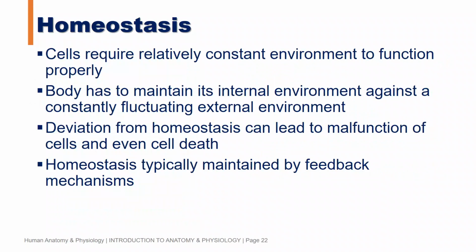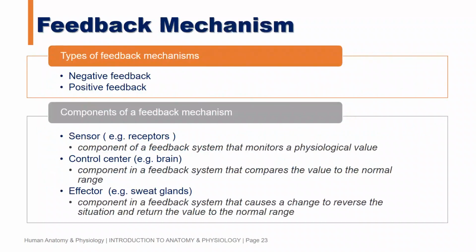Remember that our cells require relatively constant environment to function properly. And so our body has to maintain its internal environment against a constantly fluctuating external environment. Deviations from homeostasis can lead to malfunction of cells and even cell death. Homeostasis is typically maintained by feedback mechanisms. So what are feedback mechanisms? We have the negative feedback and we also have the positive feedback.